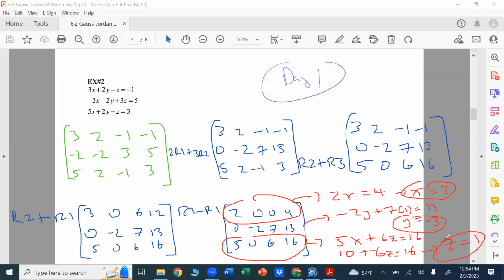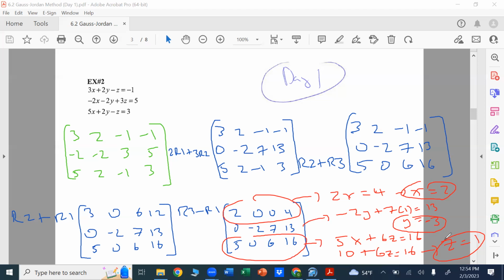Then I saw an opportunity to get rid of negative 2 and 2 here, so I added R2 to R3. And I saw another opportunity. Well, what do I get rid of next? Oh, R2 and R1, get rid of these two here, right? So I did R2 plus R1 and got rid of that too. Another opportunity was these sixes here, so I did R3 minus R1.